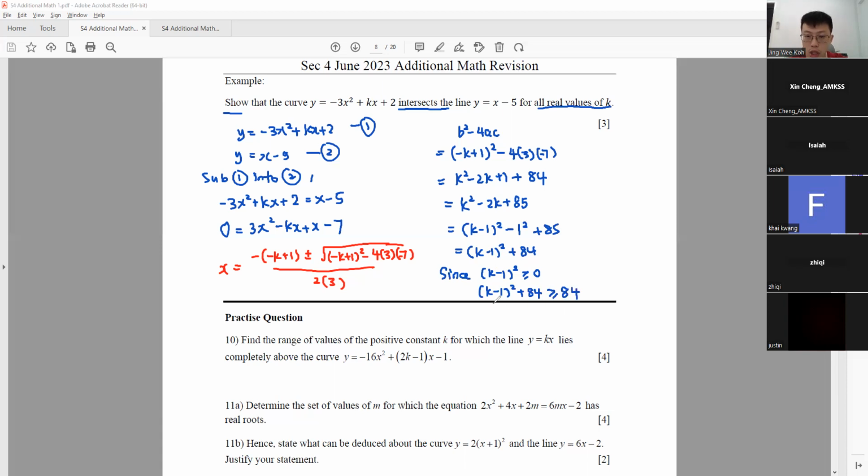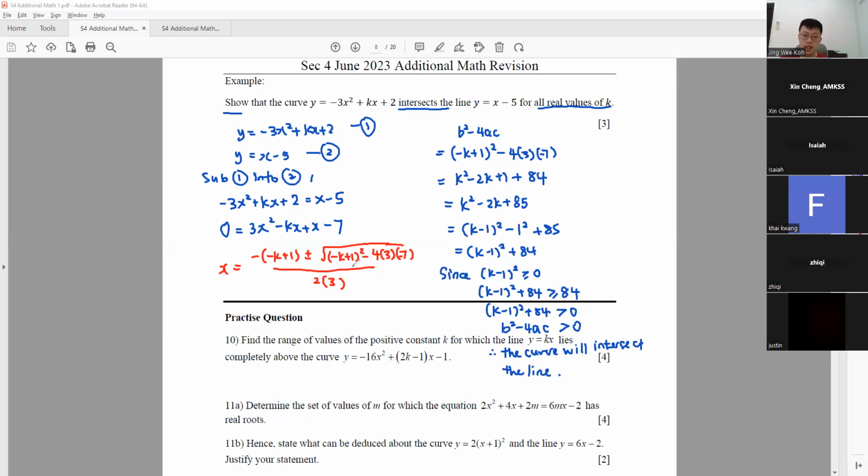Correct? When it's more than or equals to 84, I can simply say that it must be more than 0. So my b square minus 4ac will be more than 0. Okay, therefore, because b squared minus 4ac is more than 0, therefore the curve will intersect the line. Okay?